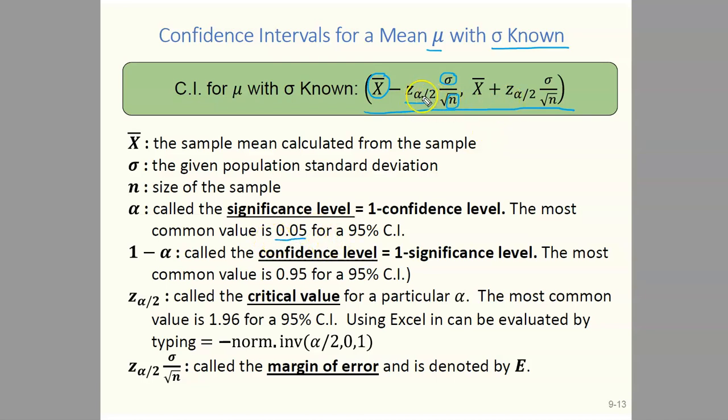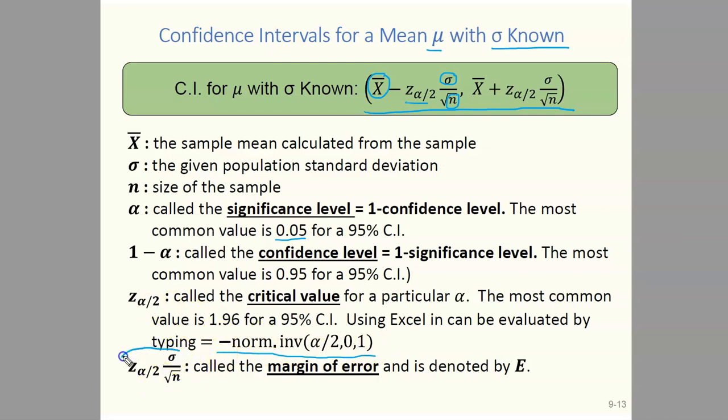And your Z alpha over 2 up here, you can find by typing this formula into Excel, where the alpha is your significance level. And remember, we do have common values for the Z alpha over 2 for a 90% confidence interval. The Z alpha over 2 is 1.645. For 95%, it's 1.96, and for 99%, it is 2.576, as we saw in the previous table. But for non-common values, you can use this formula to find what Z alpha over 2 is.